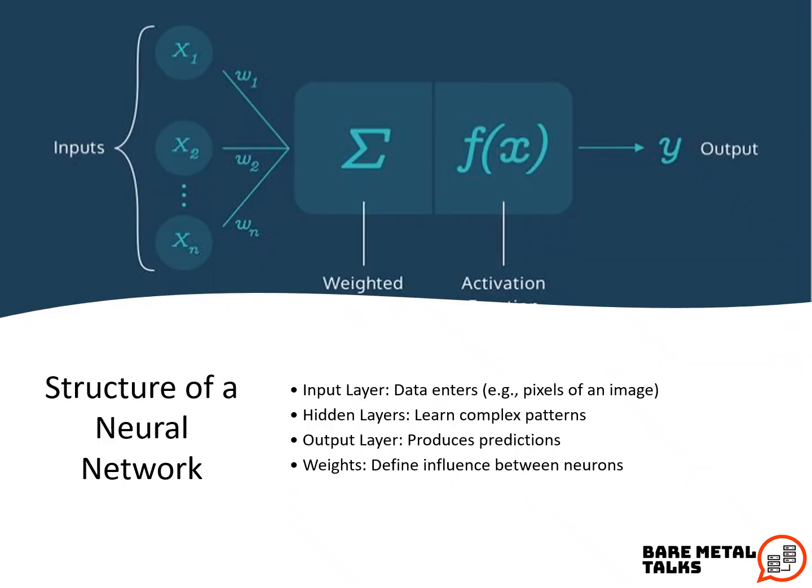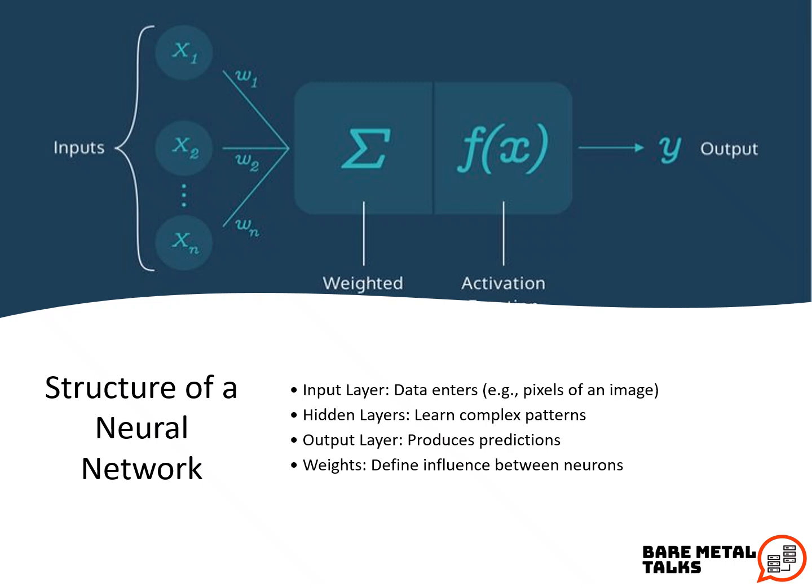Layers in a neural network. Think of a neural network as a series of layers, each with its own job. First, the input layer, where the data enters. For example, in handwriting recognition, each pixel of an image could be one input value. Next, the hidden layers, where the real learning happens. Each neuron here combines small patterns from the previous layer, helping the model find relationships in the data. Finally, the output layer, which gives the final prediction, such as this image is the number 7.